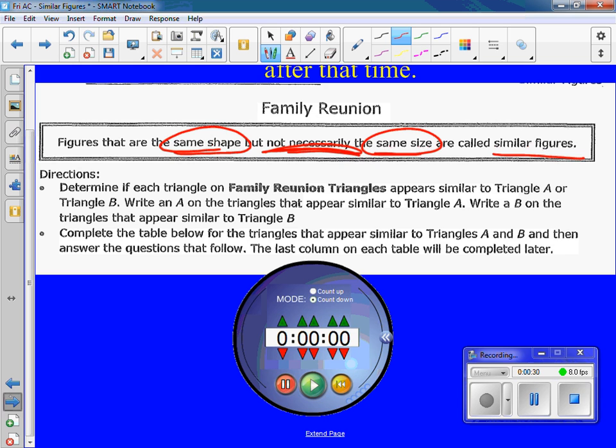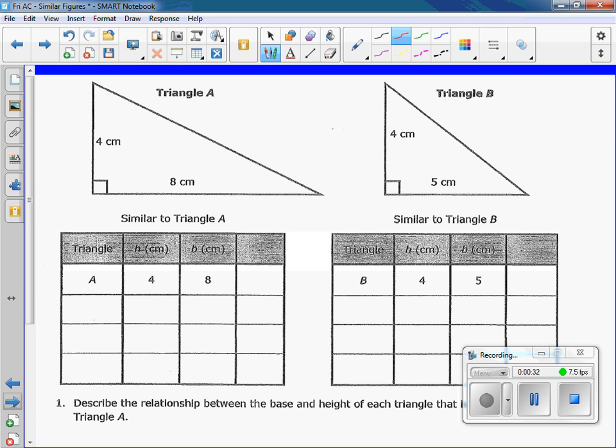So there were some directions. You were supposed to look at triangles that were on a separate sheet of paper and determine whether you thought they were similar or not to triangle A, B, and C. So when we look at triangle A, triangle R, T, and Y were similar to triangle A.